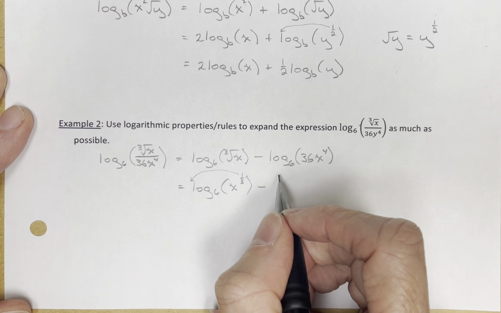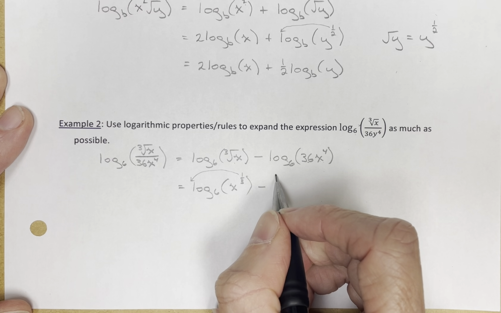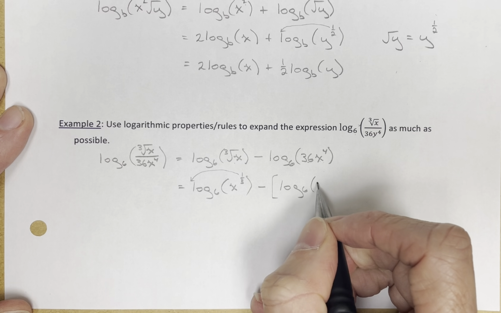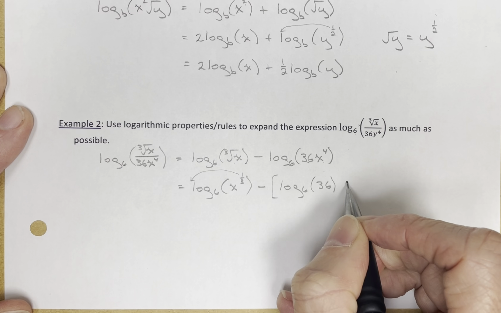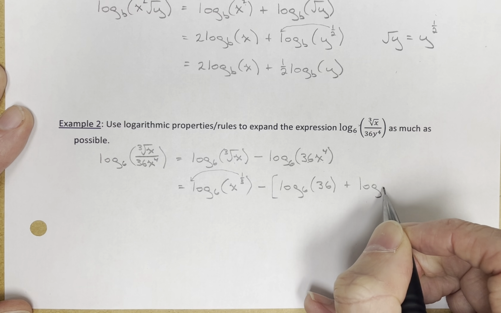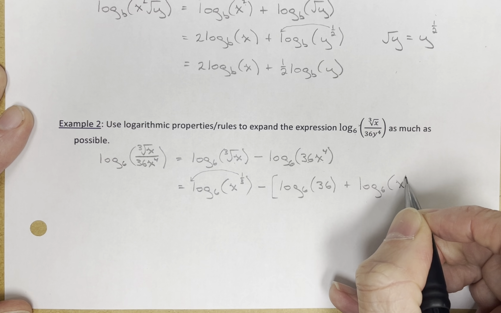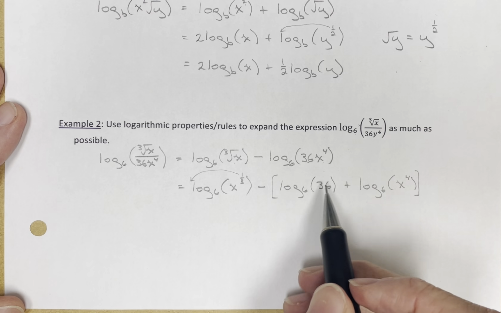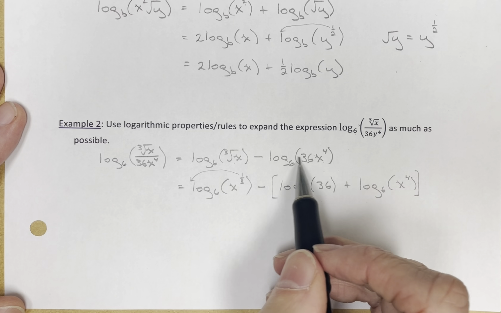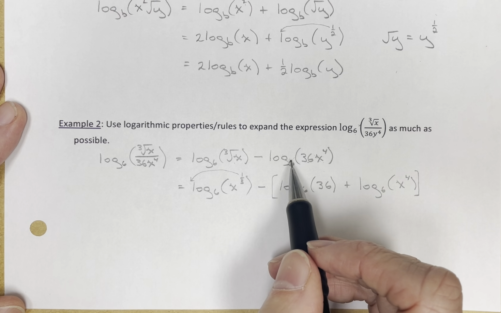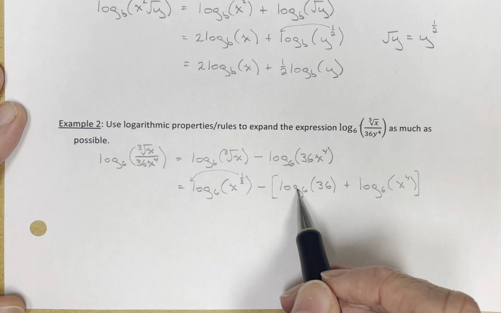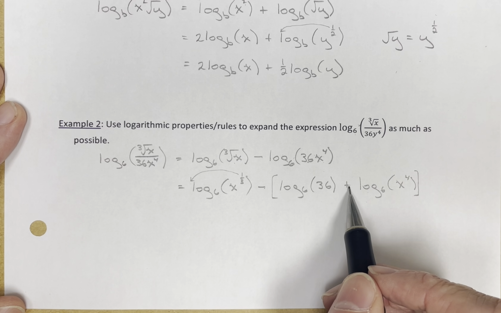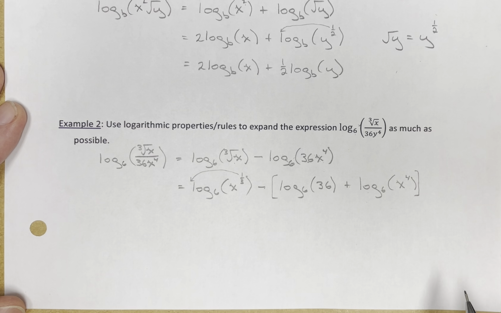Okay, so I'm subtracting this. I need parentheses here. Okay, so I'm going to subtract the log base 6 of 36 plus the log base 6 of x to the fourth. Now notice, I'm subtracting this. So if I rewrite this, I'm subtracting the whole thing. So that's why I wrote it in parentheses. Okay, the log of this is equal to that. So I subtract this, which means this negative gets to distribute in order to get back to here.